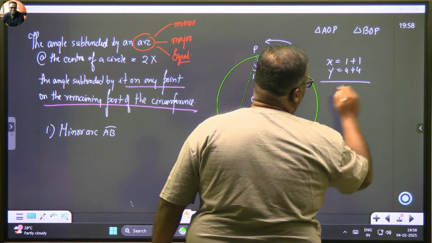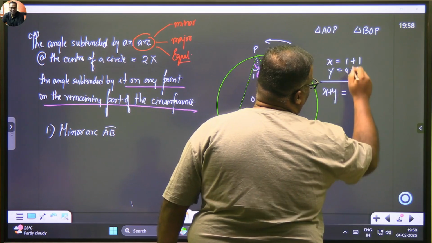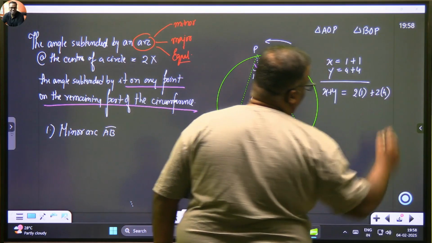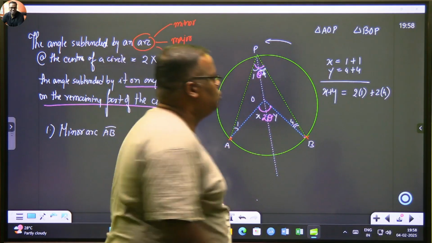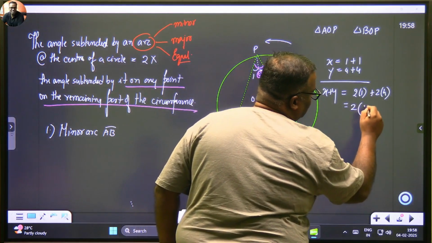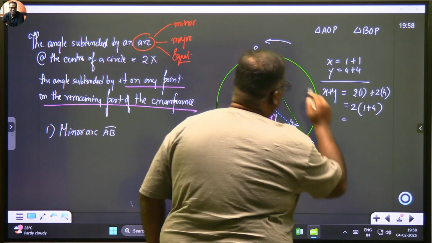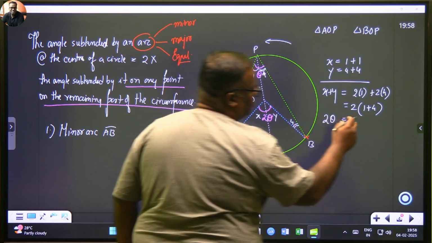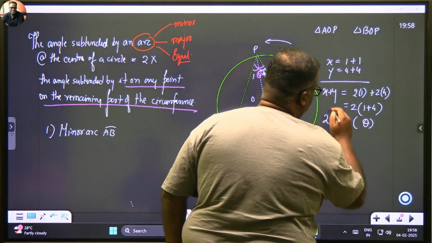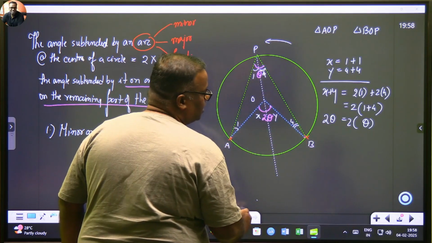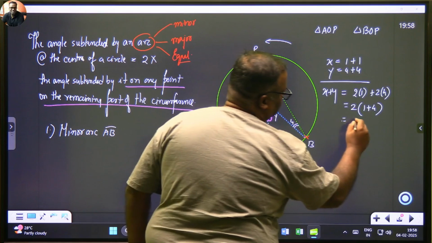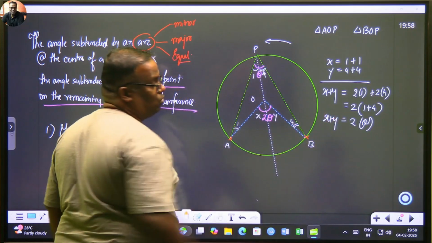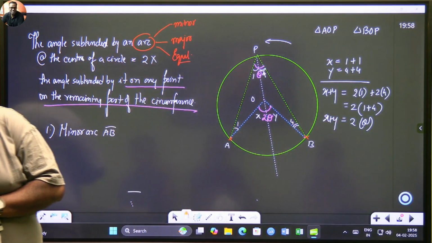So if I add both sides, I get X plus Y. And what do I get here? 2 times 1 plus 2 times 4. This is X plus Y. So if you take 2 as common, it's 1 plus 4. Now what is X plus Y? X plus Y is nothing but my 2 theta. So if this is theta, then this is X plus Y. X plus Y is equal to 2 theta. Did you get the criteria or not?